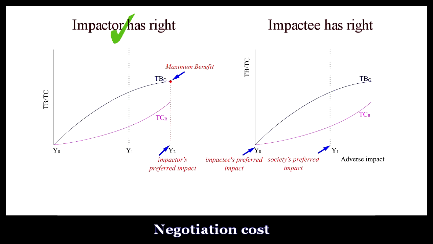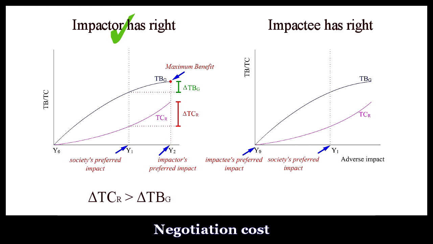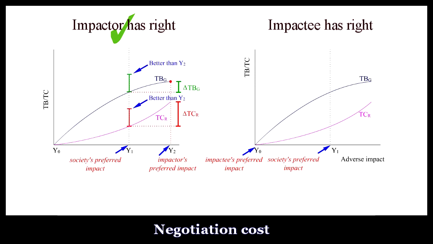Since the additional cost to the impactee is higher than the additional benefit to the impactor for additional impact beyond Y1, the impactee has the means to bribe the impactor to produce the optimal amount of impact at Y1. If the compensation is less than the impactee's cost savings, but higher than the impactor's foregone benefit from Y2 to Y1, both parties will be better off at Y1.